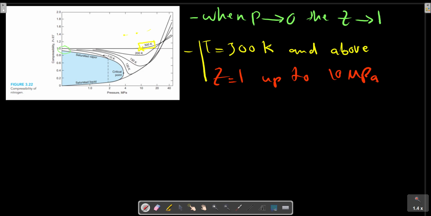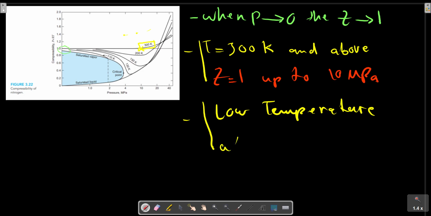accuracy. Third, at lower temperature or at very high pressure, the compressibility factor deviates significantly from the ideal gas. For low temperature, or at high pressures, these areas and this area.